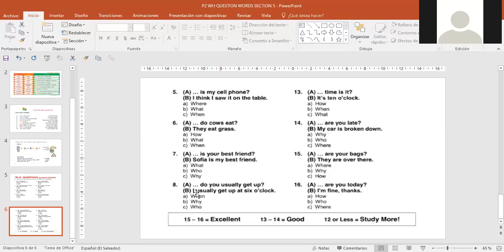When, why, or who do you usually get up? Sería when. ¿Cuándo? ¿Cuándo te levantas? Porque estamos preguntando tiempo, ¿verdad? I usually get up at 6 o'clock. Usualmente me levanto a las 6 en punto. Espéreme, mi amor, que estoy en clase.